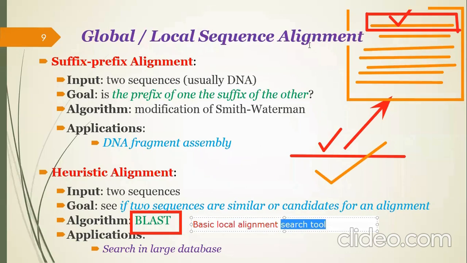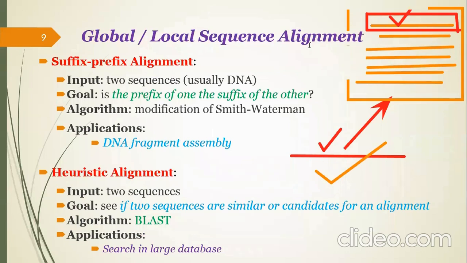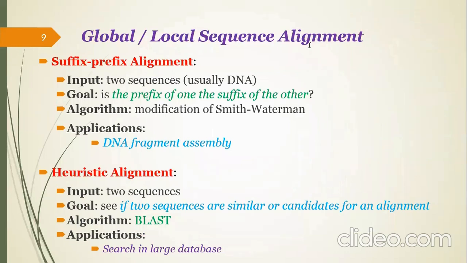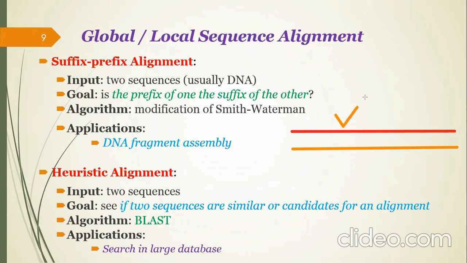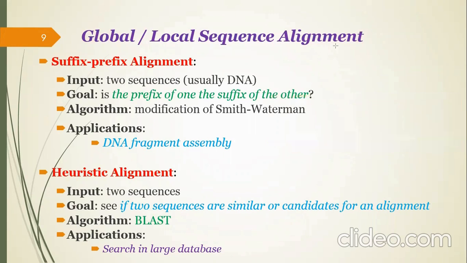Before this, what we were doing, we were actually having our sequence and we needed to align it with some other sequences we were providing. We will provide the sequence to align with, but in heuristic alignment, we will only provide our sequence and the database, and BLAST will search our sequence in the database for similarities. Am I clear?